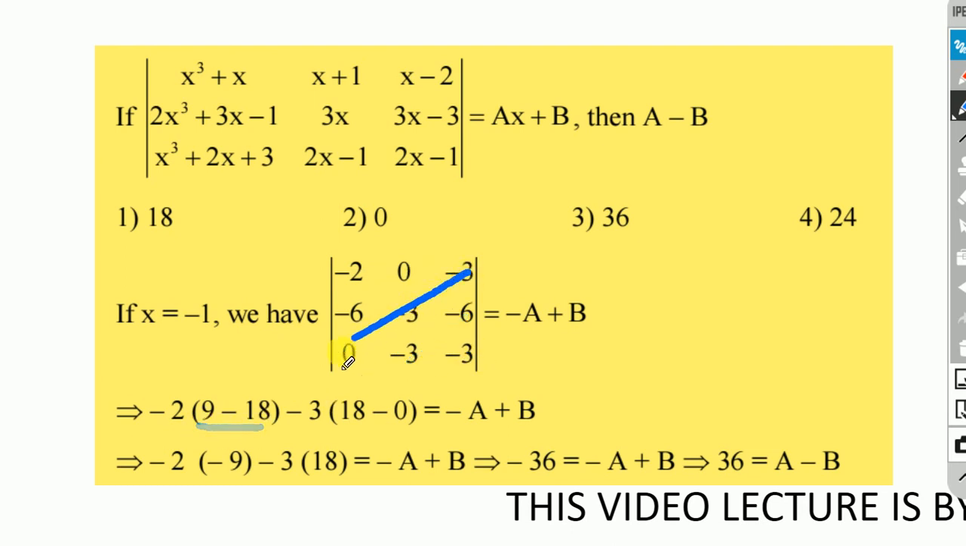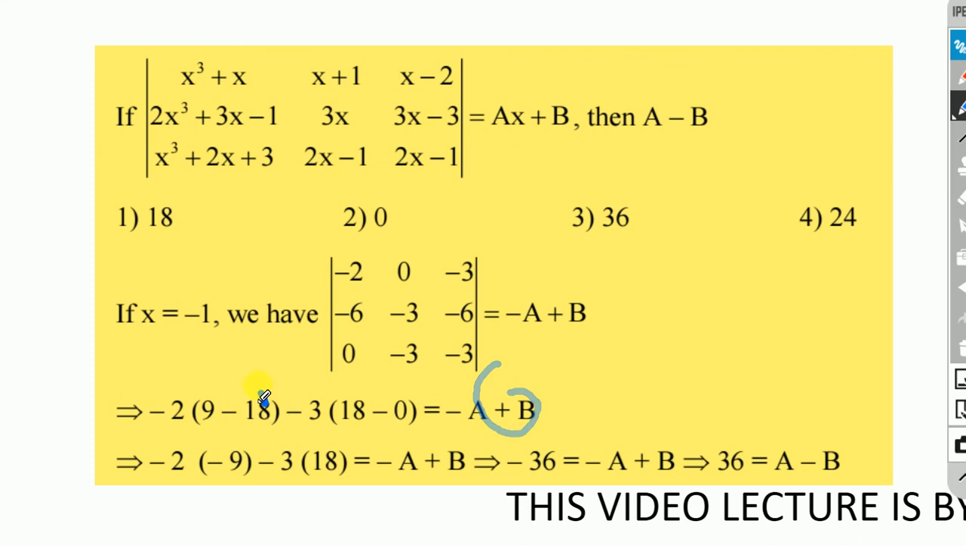Minus sign is here I have. So minus 0 into something will go, that is 0, and minus 3 here. I will leave this row and column. 18 plus 0 or minus 0. So that will be equal to, on the right hand side I have minus a plus b.